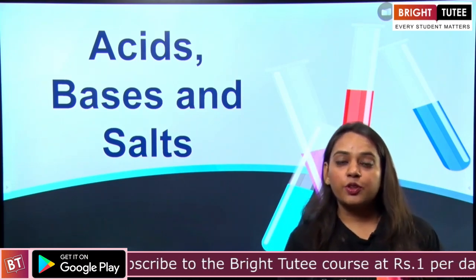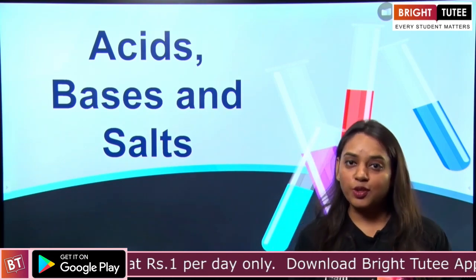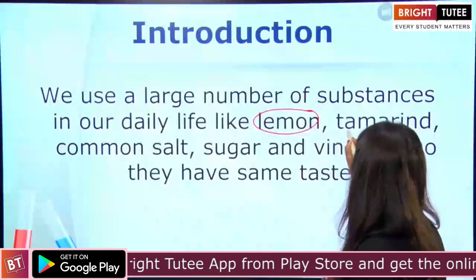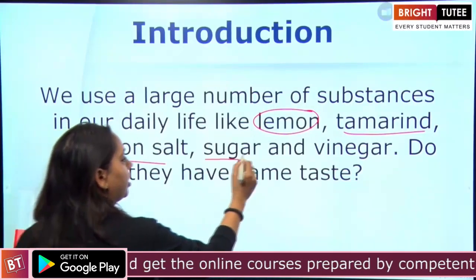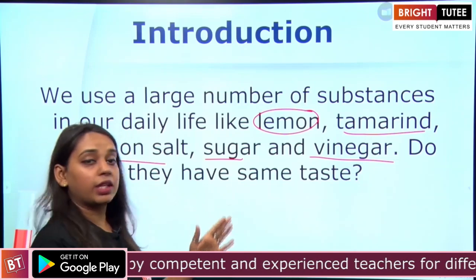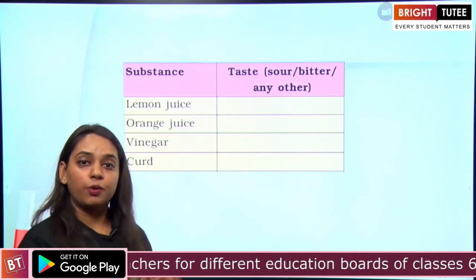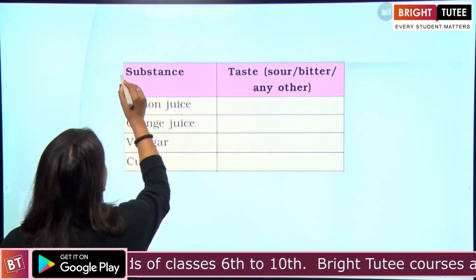So children, you might have been using and tasting different substances from your kitchen. Say these substances are lemon, it may be tamarind or common salt, sugar and vinegar. And you know that each of these substances have their own taste and we have to identify their taste. So you will conduct an activity and in this activity you will make two columns.